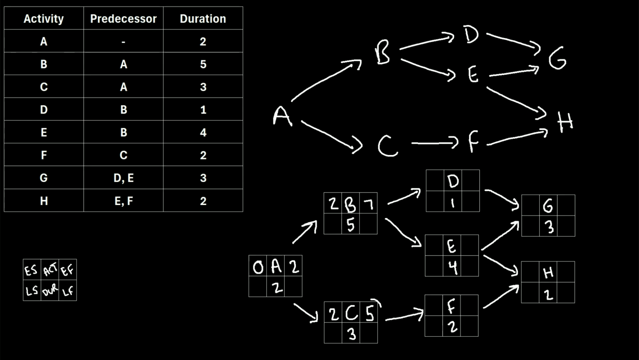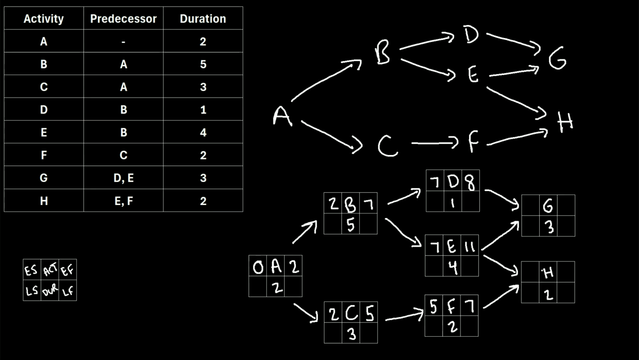Then again, take this early finish for activity C and move it into the early start of the activity that comes after it. So for F, it will get an early start of 5. For activities D and E, we're going to take this 7, this early finish of activity B, and move it into the early start for activity D and E. And we'll repeat the process again. So for activity D, the early finish will be 7 plus the duration of 1, which is 8. For E, we have 7 plus 4, which is 11. For F, we have 5 plus 2, which is 7.